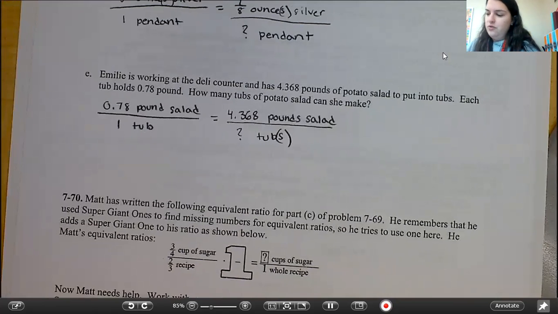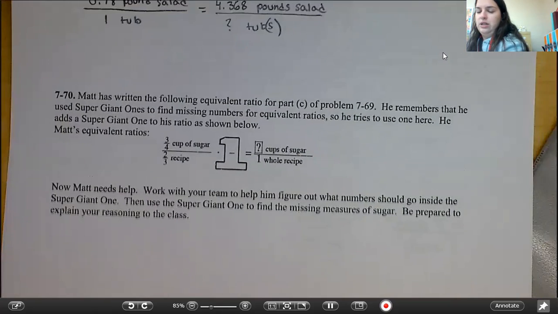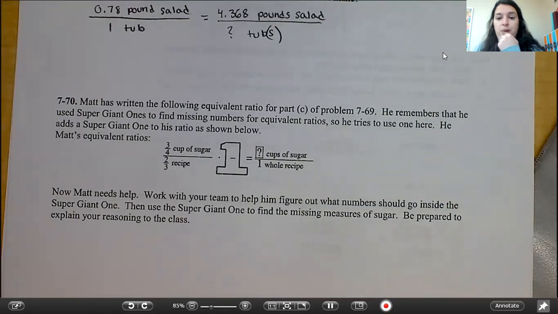Okay, 770, you've done your estimations now, and everyone's estimations could be different, so let's take a look at 770. Matt has written the following equivalent ratio for part C of problem 769. He remembers that he used the supergiant one to find missing numbers for equivalent ratios, so he tries to use one here. He adds a supergiant 1 to his ratio as shown below. Matt's equivalent ratio: 3/4 cup of sugar over 2/3 of recipe times our giant 1 equals blank cups of sugar over 1 whole recipe. Now Matt needs help.